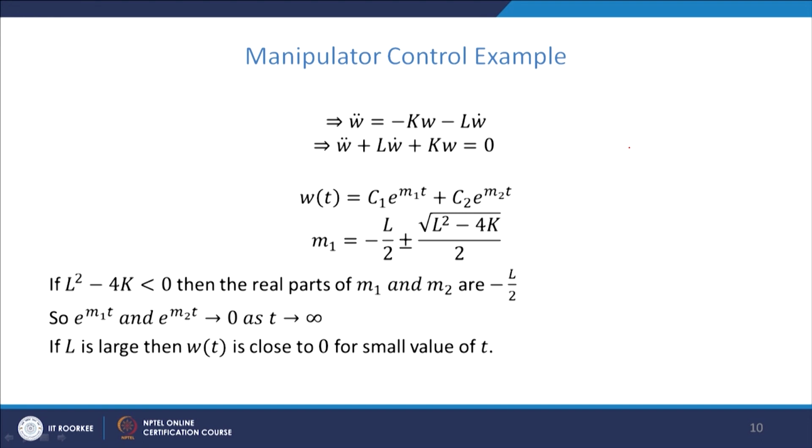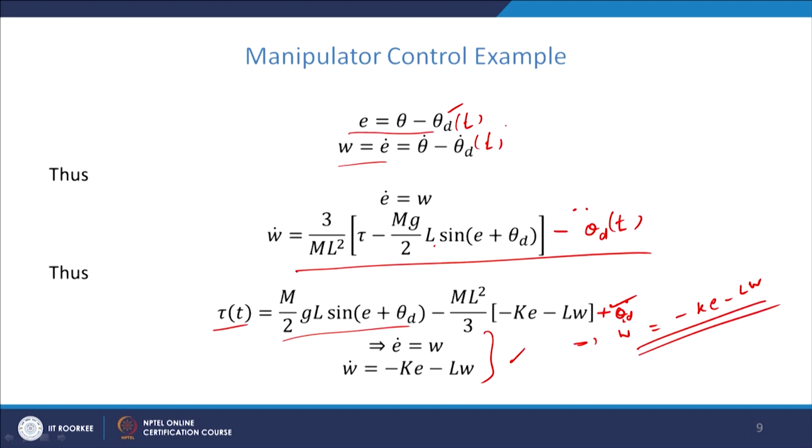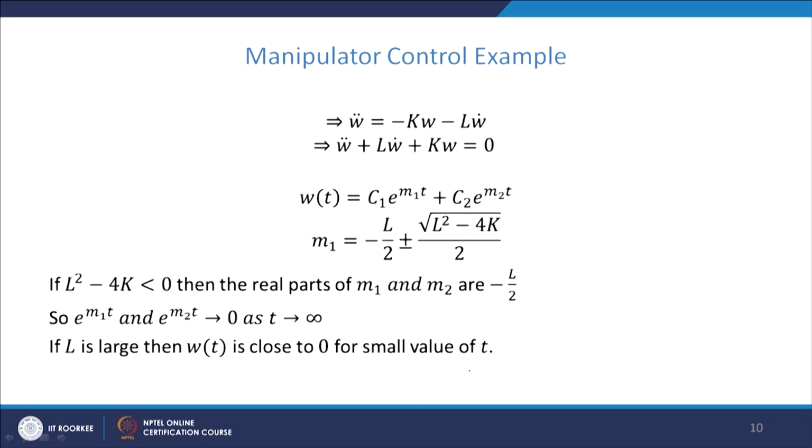Now, we can see here how quickly we can make the error 0 by selecting L and K suitably. So, here w double dot is given by this expression, minus K w minus L w dot, because from the previous equation we have w dot equal to minus Ke minus Lw. If we take the derivative of this, we get this expression. So, this is nothing but a second order ordinary differential equation, and this expression gives the roots of the auxiliary equation to be m1 and m2.